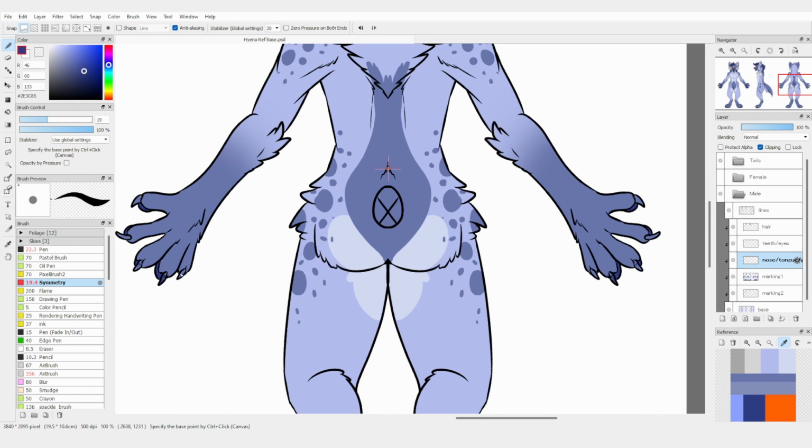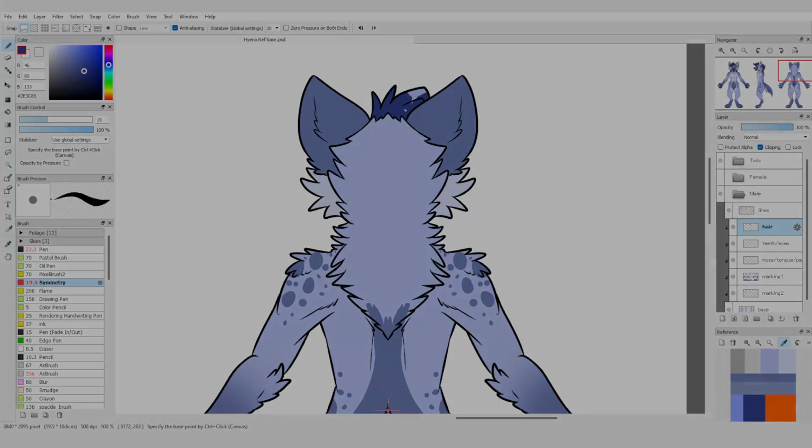And with those last little markings, this base is finally finished and ready to be released.